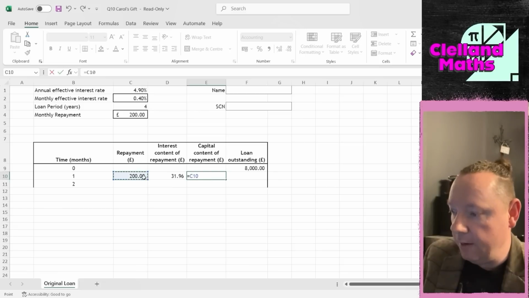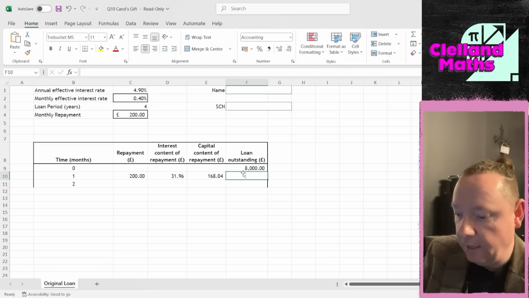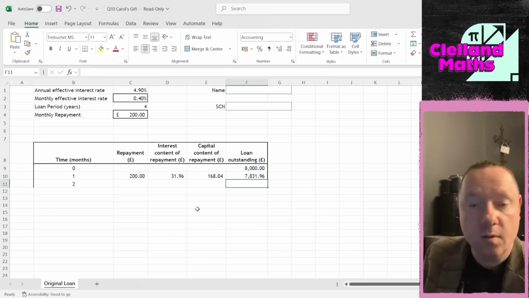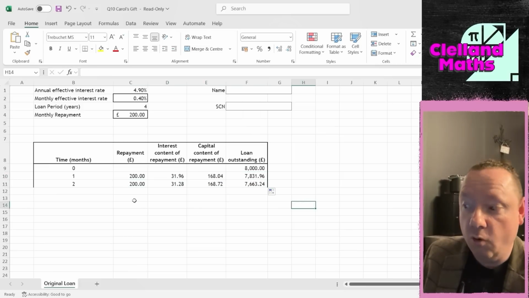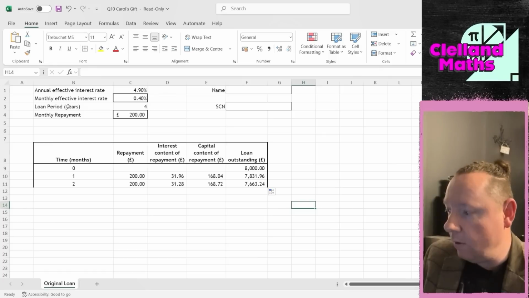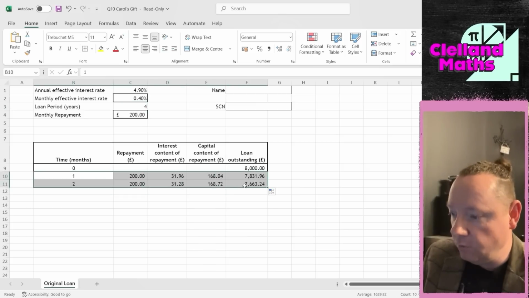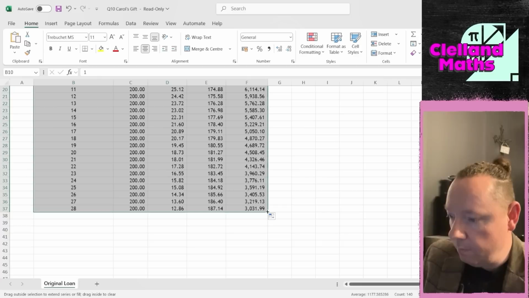Capital is repayment minus interest. And loan outstanding is loan outstanding minus capital. So that's us done month 1. We can copy that down for month 2. And then we can just keep copying down for all the months we need. So how many months is it? Well, it's 4 years. So that's 4 times 12, which is 48 months. So down we go.